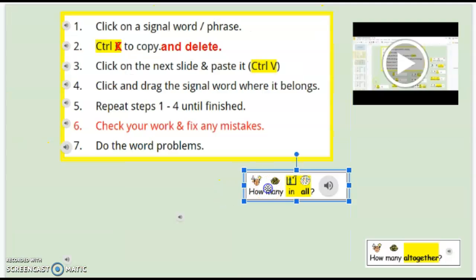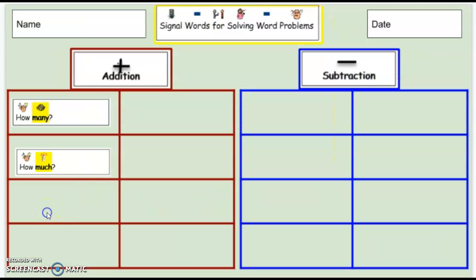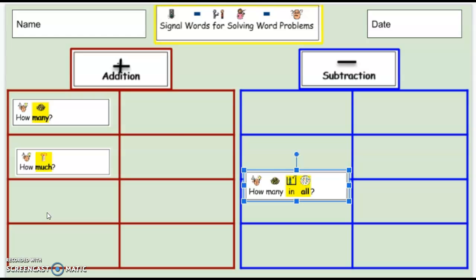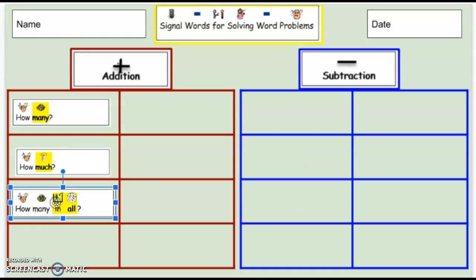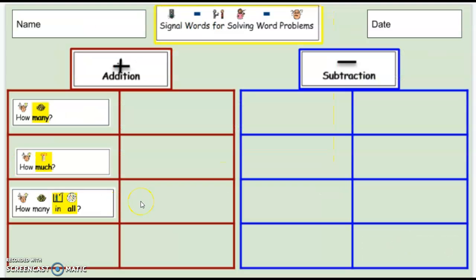Two more to go. Control C to copy, then the delete button. Go to the next page, Control V, and drag my word to the right table. How many in all? Here's our last signal word. How many altogether? I click, Control C, then press delete. Go to the next page, press Control V, and I drag over to my addition column.